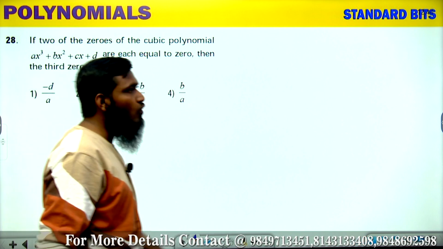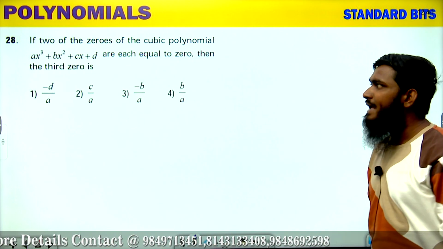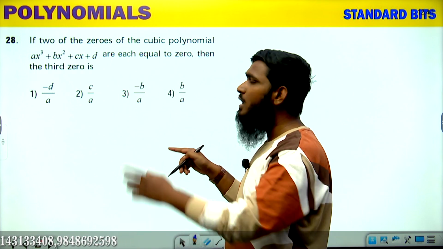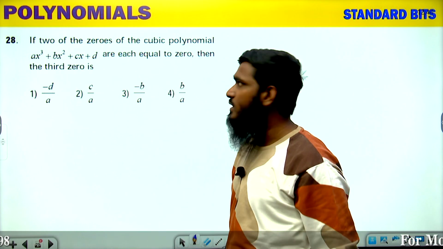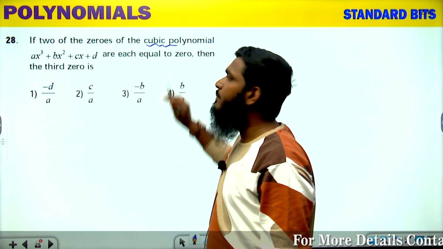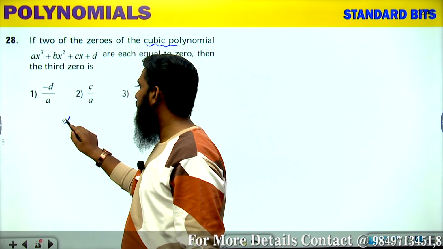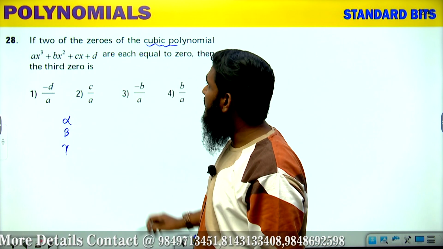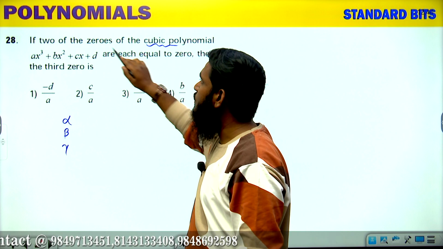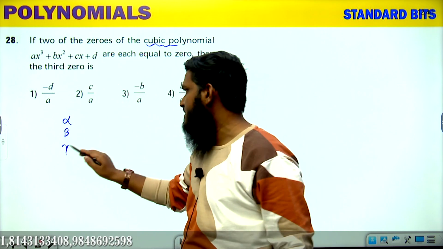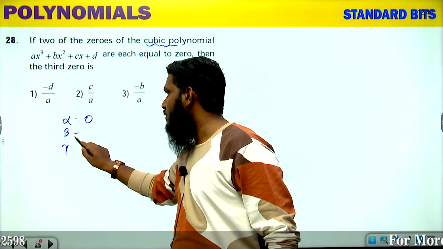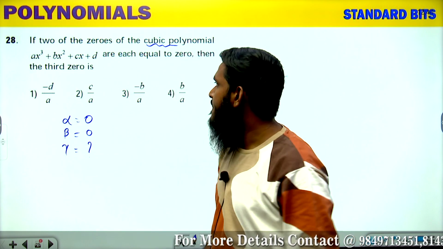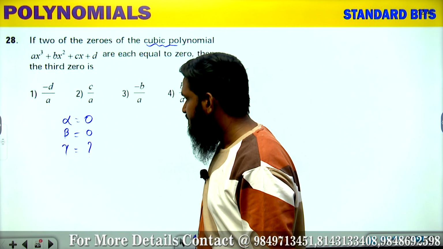Now next one, if two of the zeros of the cubic polynomial ax cube plus bx square plus cx plus d are each equal to 0, then the third 0 is, now which polynomial? Cubic polynomial, means alpha, beta, gamma, 3 zeros we are having. But what I have given means are each equal to 0. Two of the zeros, any two zeros, it is equals to 0, alpha 0, beta 0, we have to find out third 0 over here. Now let us see this part, what we are having.